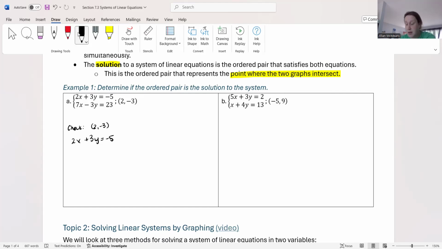And what we want to do is anywhere we see an x, we want to replace it with a 2. Anywhere we see a y, we want to replace it with a -3. So I get 2 times 2 plus 3 times -3 equals -5.